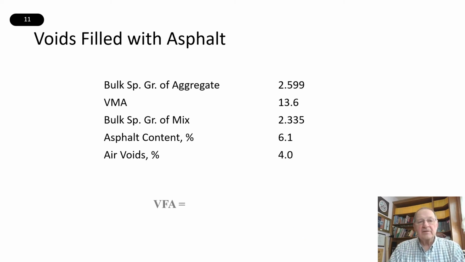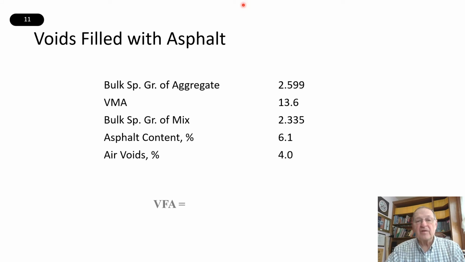Okay, here's an example for us to work on. So to do VFA, I need to know two things. I need to know VMA and air voids. I have more information than what I need. I don't need the bulk specific gravity of the aggregate. I do need the VMA, 13.6. I don't need the bulk specific gravity of the compacted mix. I don't need the asphalt content. I do need the air voids, and it's there.